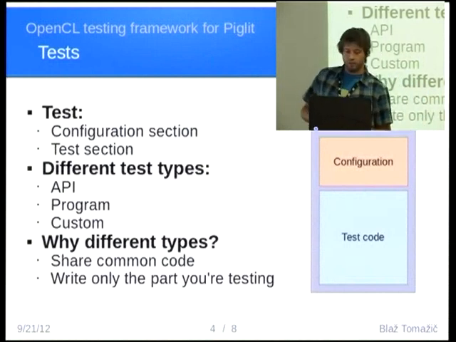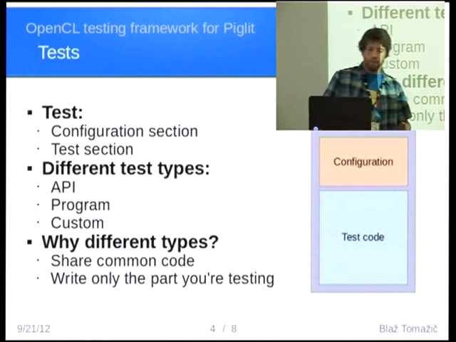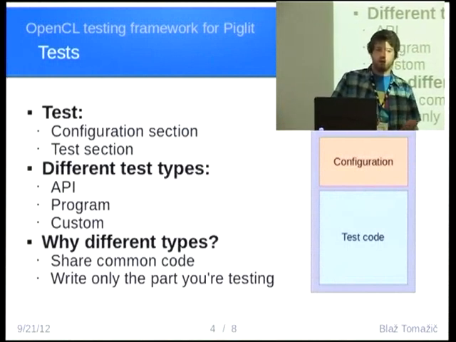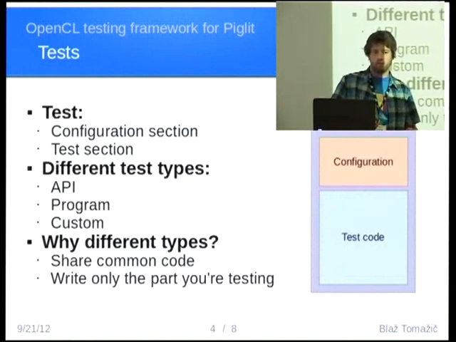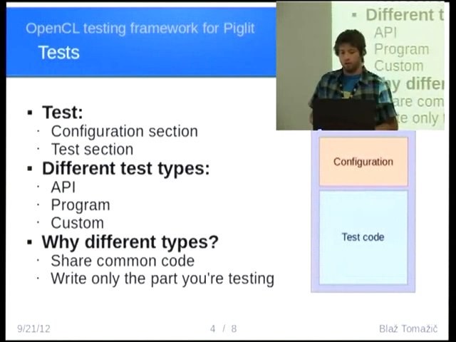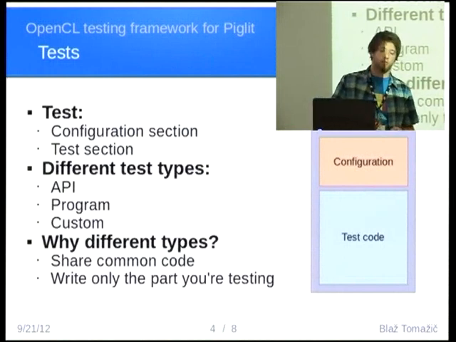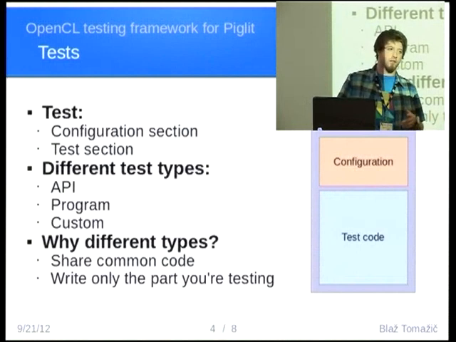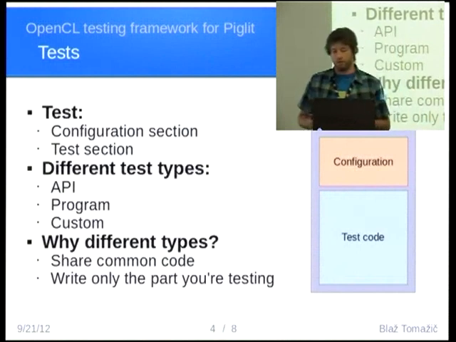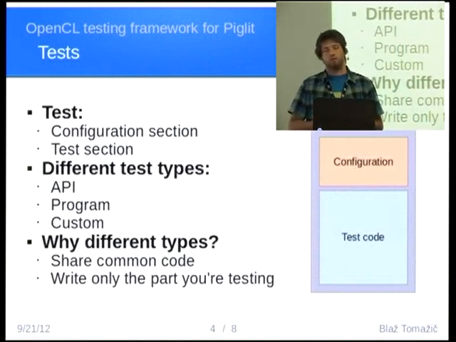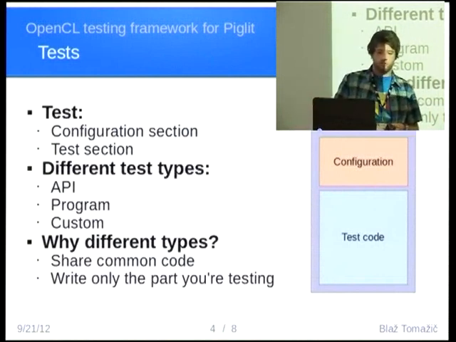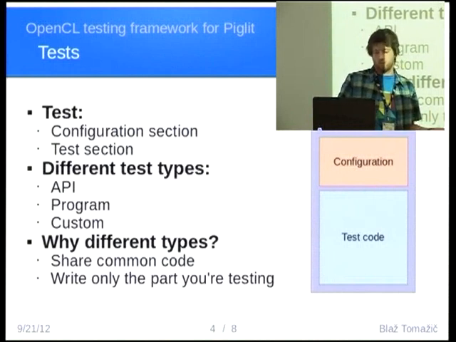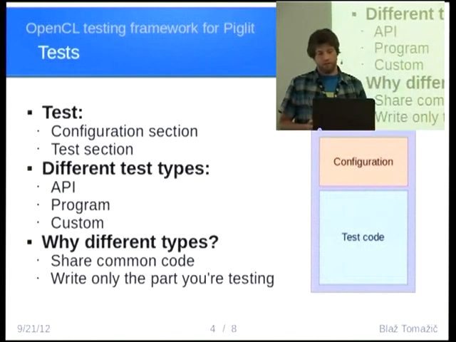So, as I was saying, different test types were created. One for testing API function calls, one for testing program execution and program building, and custom test types that don't really fit in those 2. For example, if you would like to just try the whole thing, from the beginning to the end, to build the program and write all of that.